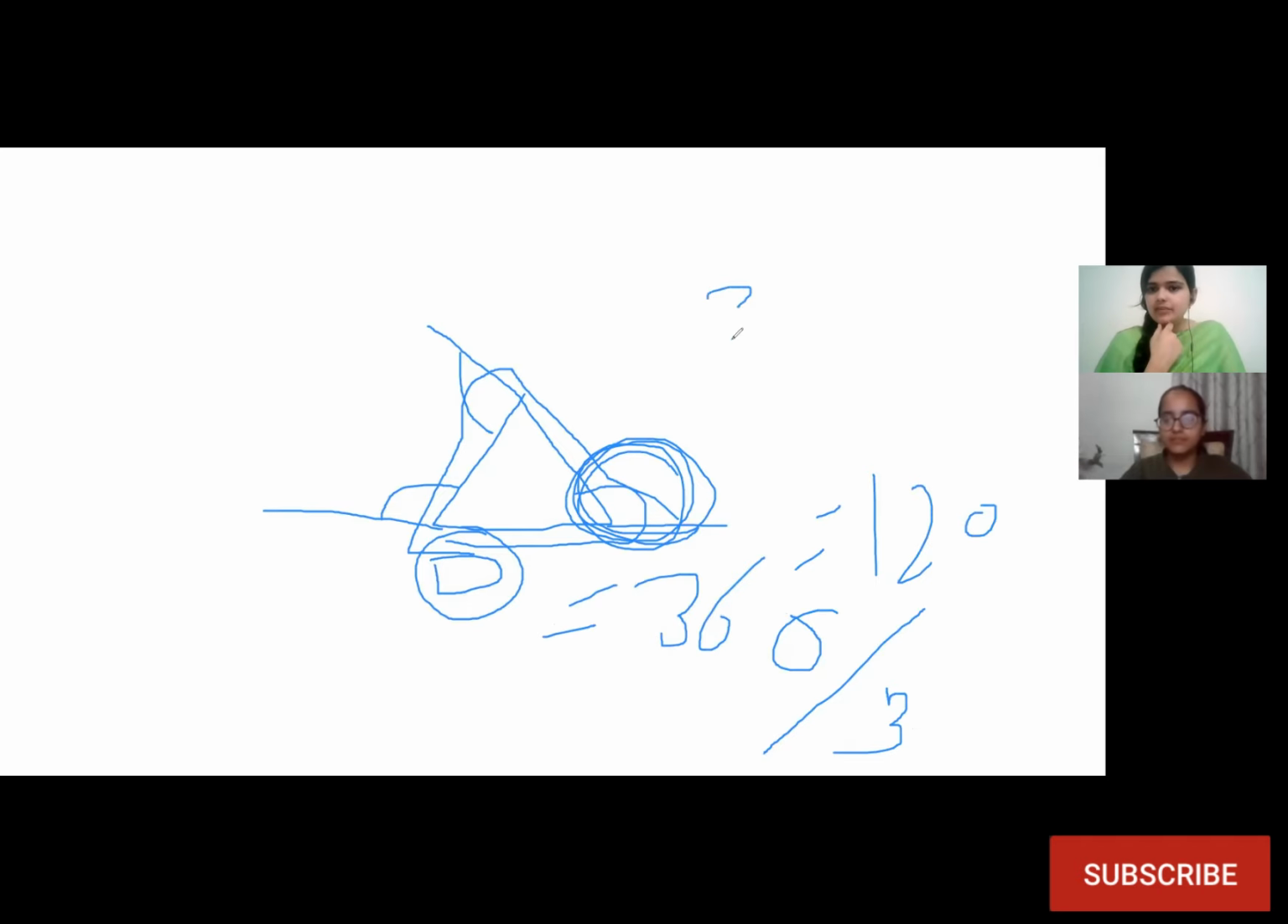Similarly, for a square, it would be 360 degrees divided by 4, so we'll get 90. Okay, so this is the general formula for the exterior angle: 360 degrees divided by the number of sides.